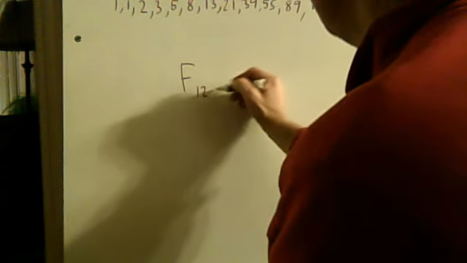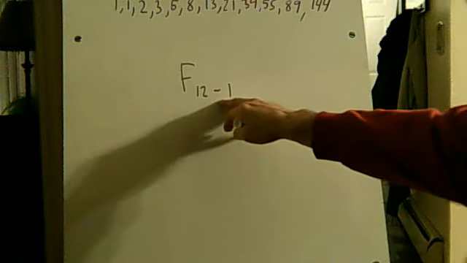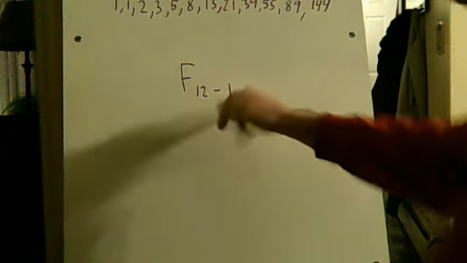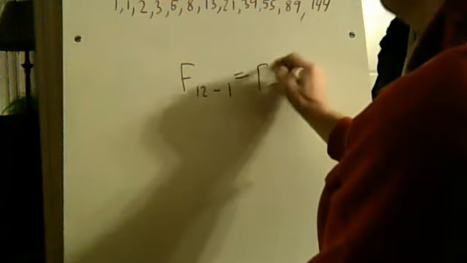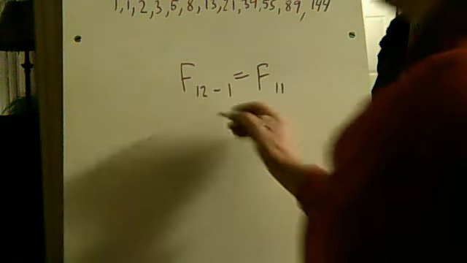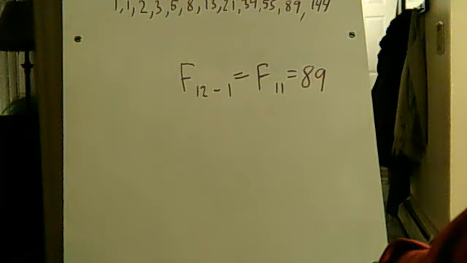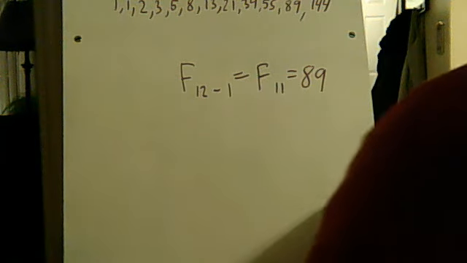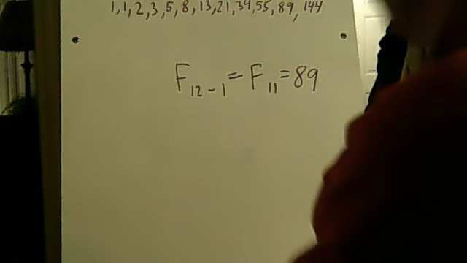Okay. This one says F of 12 minus 1. Okay, now, the idea on this is to see that this 1 is a lot smaller. So this is really, this is where you hit pause, but this is really F11. F11 is 89. Okay. So that's the answer to that one. Okay, great. Just gonna keep rolling.